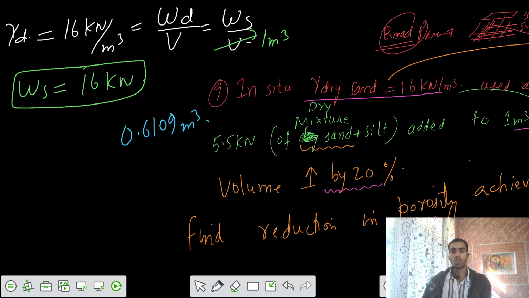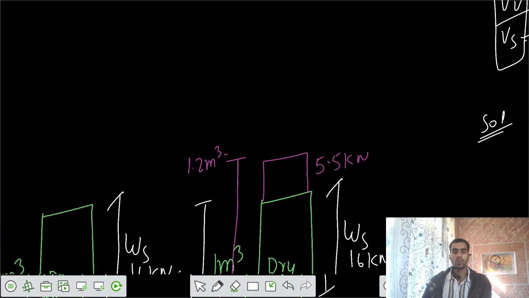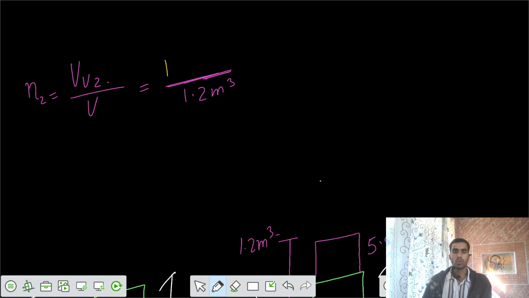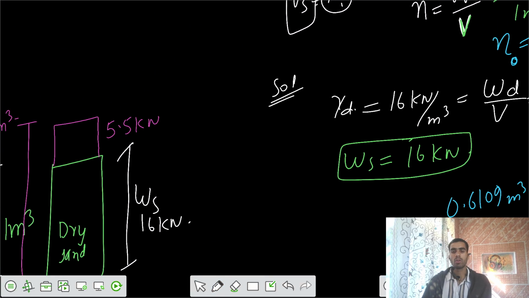Can we calculate the porosity in the second case? We would write it as N2. Porosity in the second case is volume of voids in the second case divided by the total volume of the soil now. So total volume of the soil now is 1.2 meter cube. And can we calculate the volume of the voids in the second case? That's total volume minus volume of solids in the second case, VS2. How can you calculate the volume of solids in the second case?